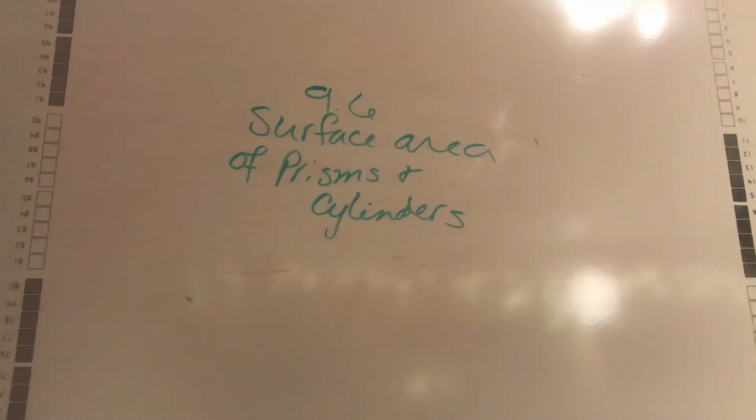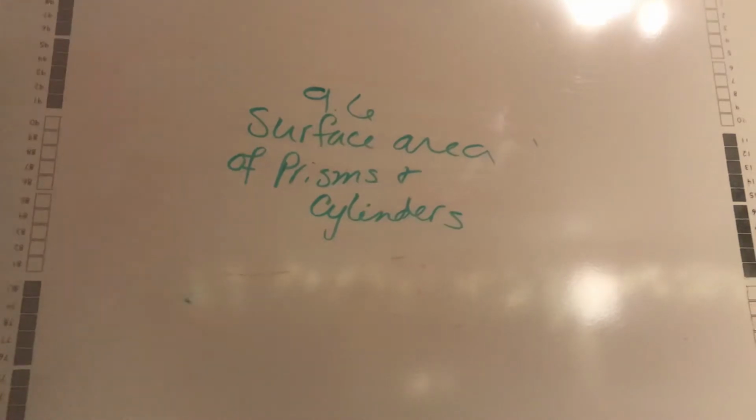All right, for 9.6, we're going to talk about the surface areas of prisms and cylinders. So, we figured out the volumes of prisms and cylinders, but now we're going to figure out the area around the whole shape.